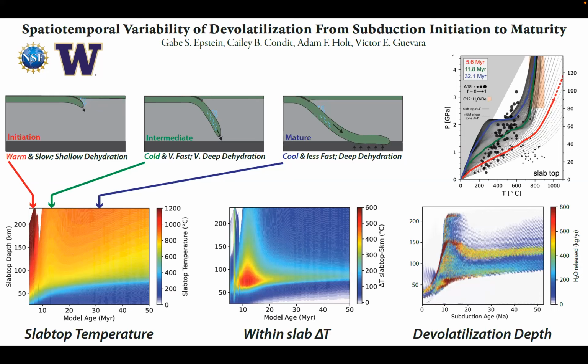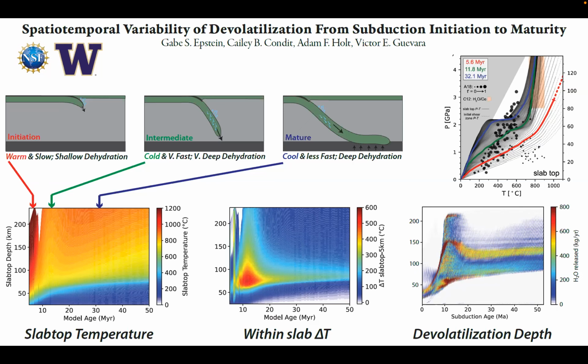The poster is presenting some new research merging geodynamic models extending from subduction initiation to maturity with thermodynamic models of metamorphic rocks to determine in-slab thermal structure as well as devolatilization patterns. On the bottom is a time series of these models. On the left is the thermal evolution along the slab top with depth on the y-axis.